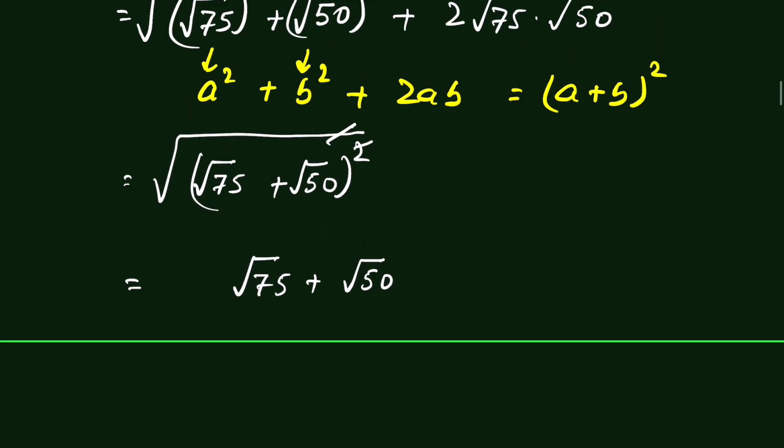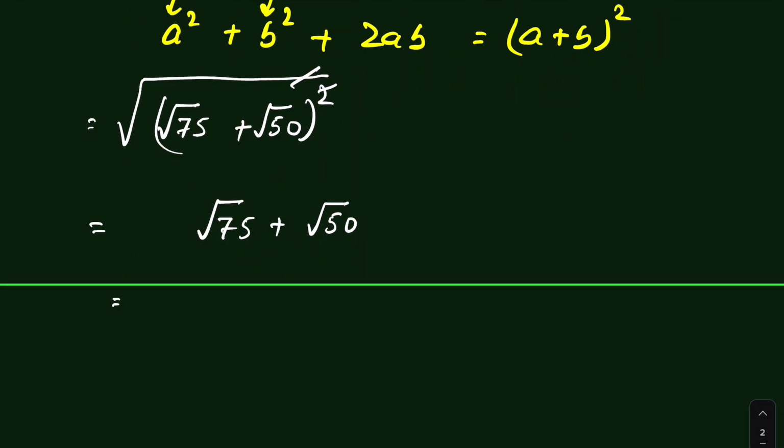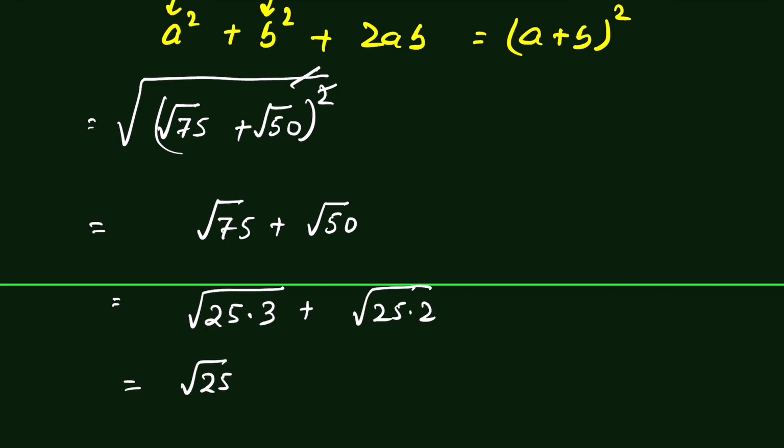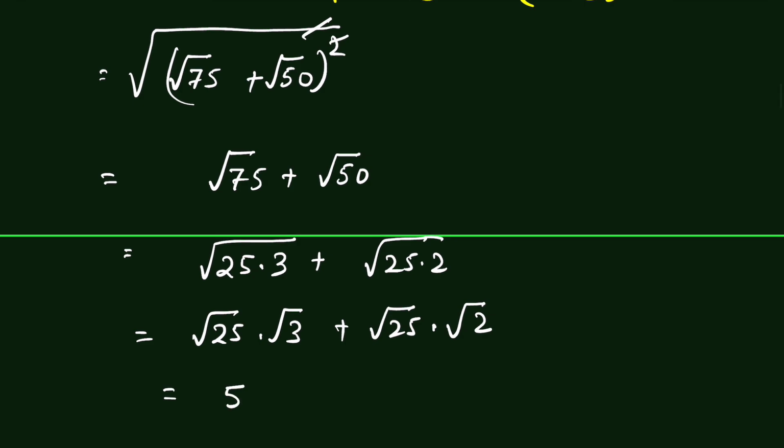Now we can further simplify it. Square root of 75 is square root of 25 times 3, and square root of 50 is square root of 25 times 2. So it is square root of 25 times square root of 3 plus square root of 25 times square root of 2, or 5 times square root of 3 plus 5 times square root of 2. Now we can take 5 common here. So 5 parenthesis square root of 3 plus square root of 2.